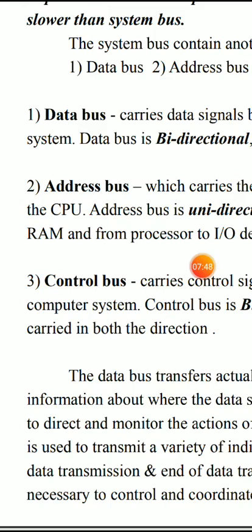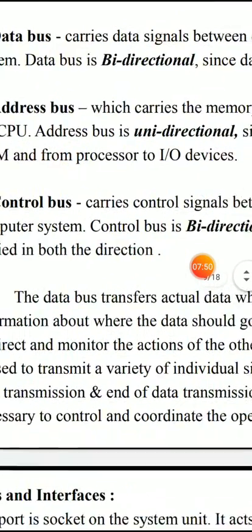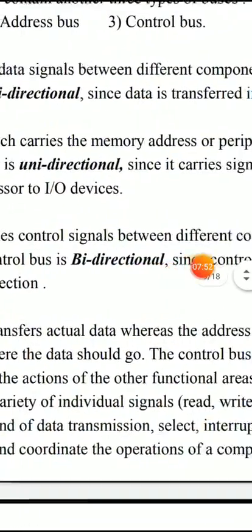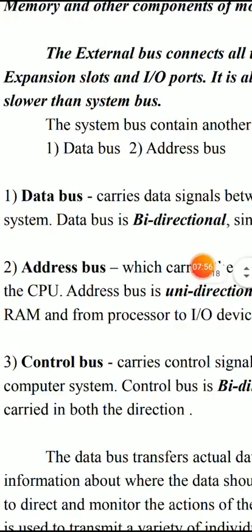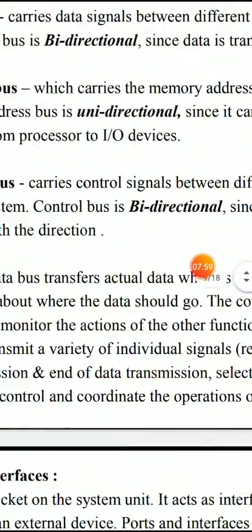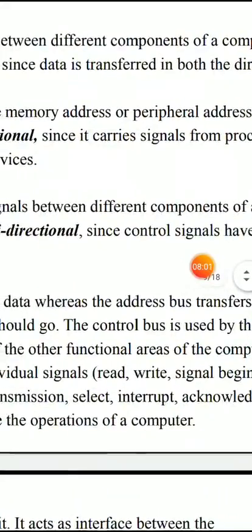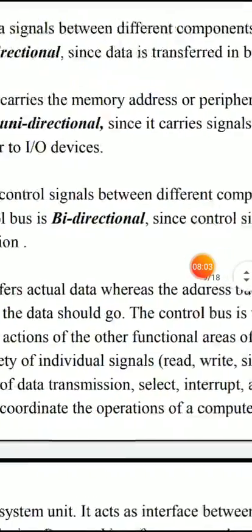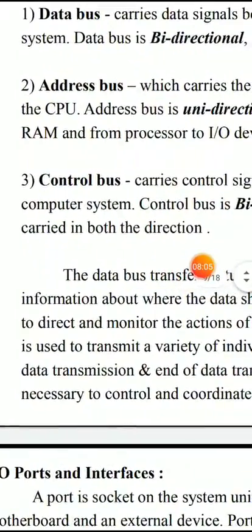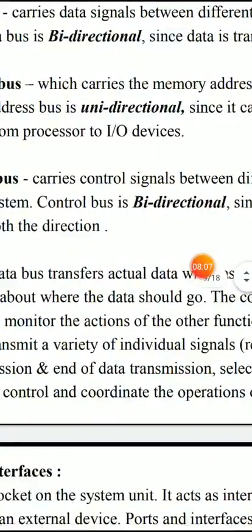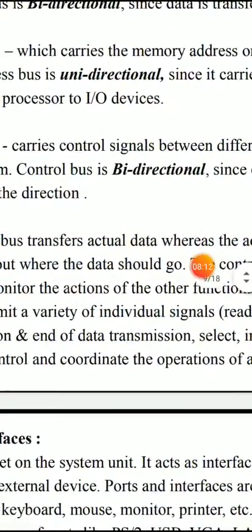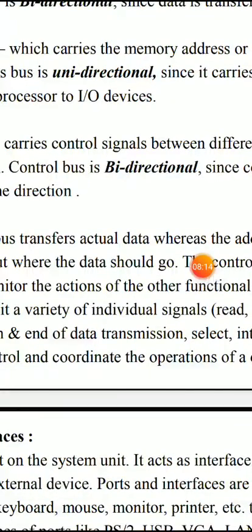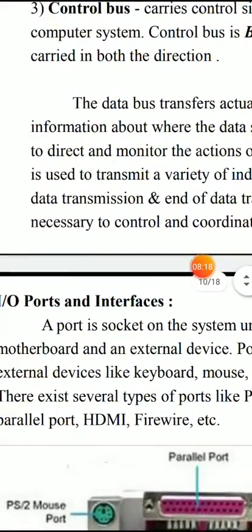I hope you understand this concept. Next, the data bus transfers the actual data, whereas the address bus transfers the information about where the data should go, and the control bus is used by the CPU to direct and monitor the actions of other functional areas of the computer. As I told, it generates read and write signals in order to carry out reading and writing operations over the memory devices.